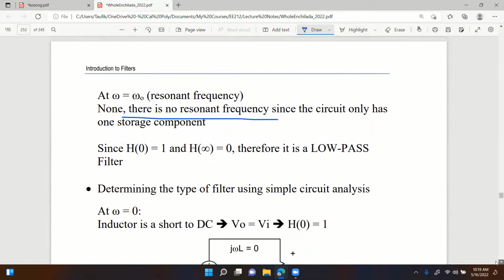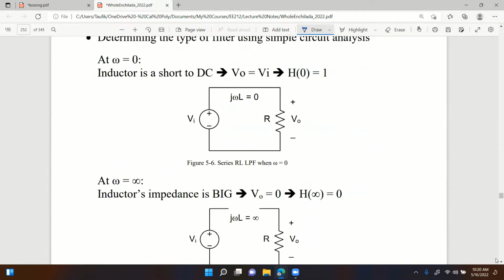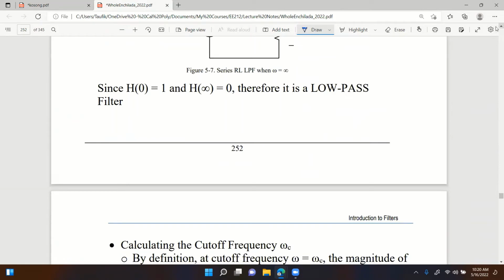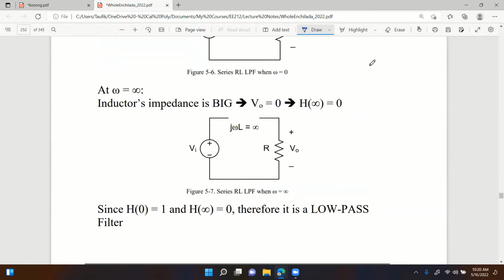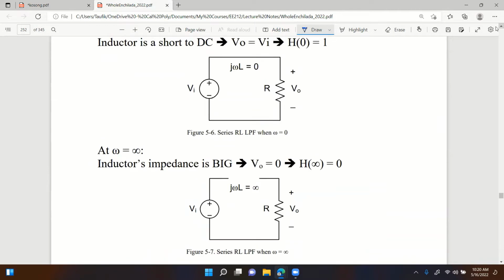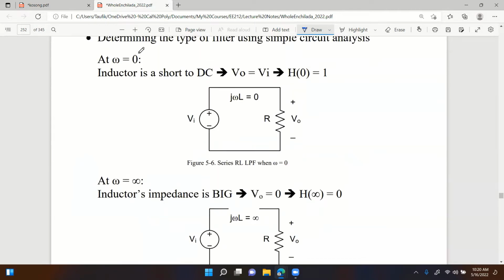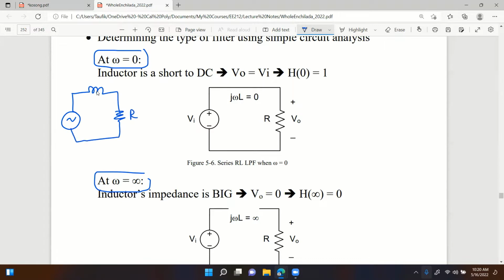That's the first method. The second method is to go straight to the circuit, without deriving the transfer function. Go straight to the circuit and test it at the same two frequencies, omega equals 0 and omega equals infinity. Keep in mind that the original circuit looks like this: you have an inductor and you have the resistor right there. And go ahead and do omega equals 0.